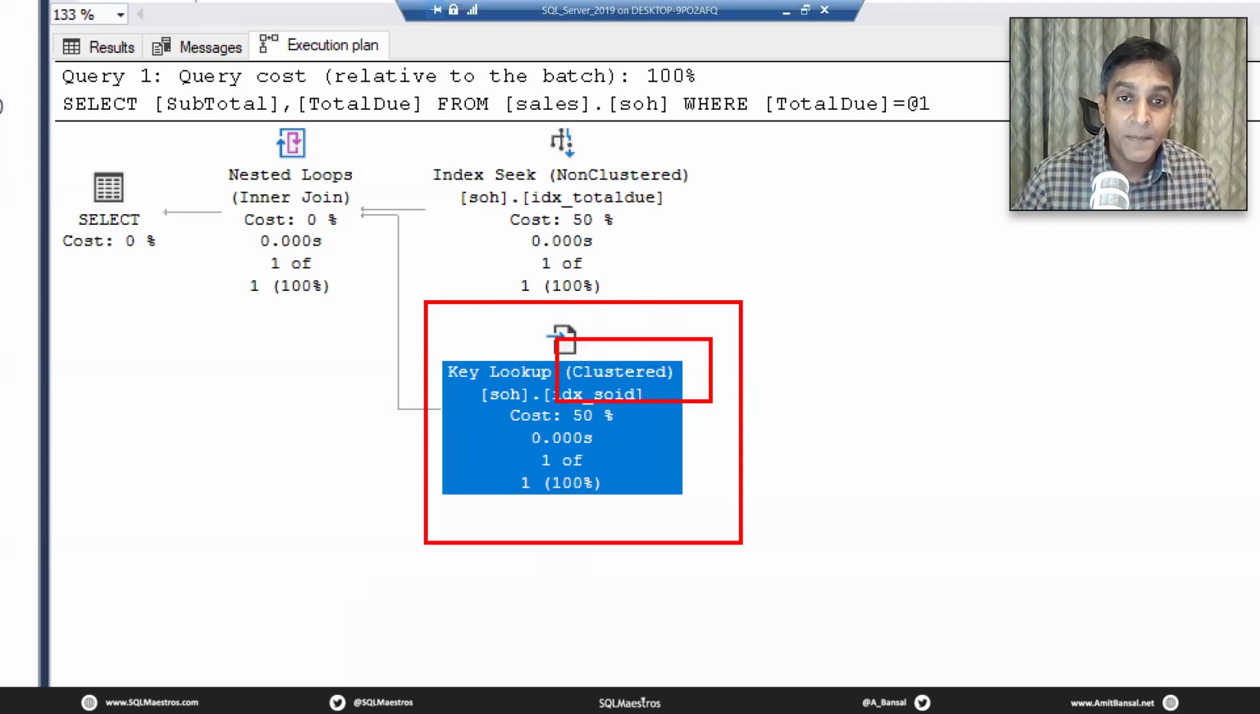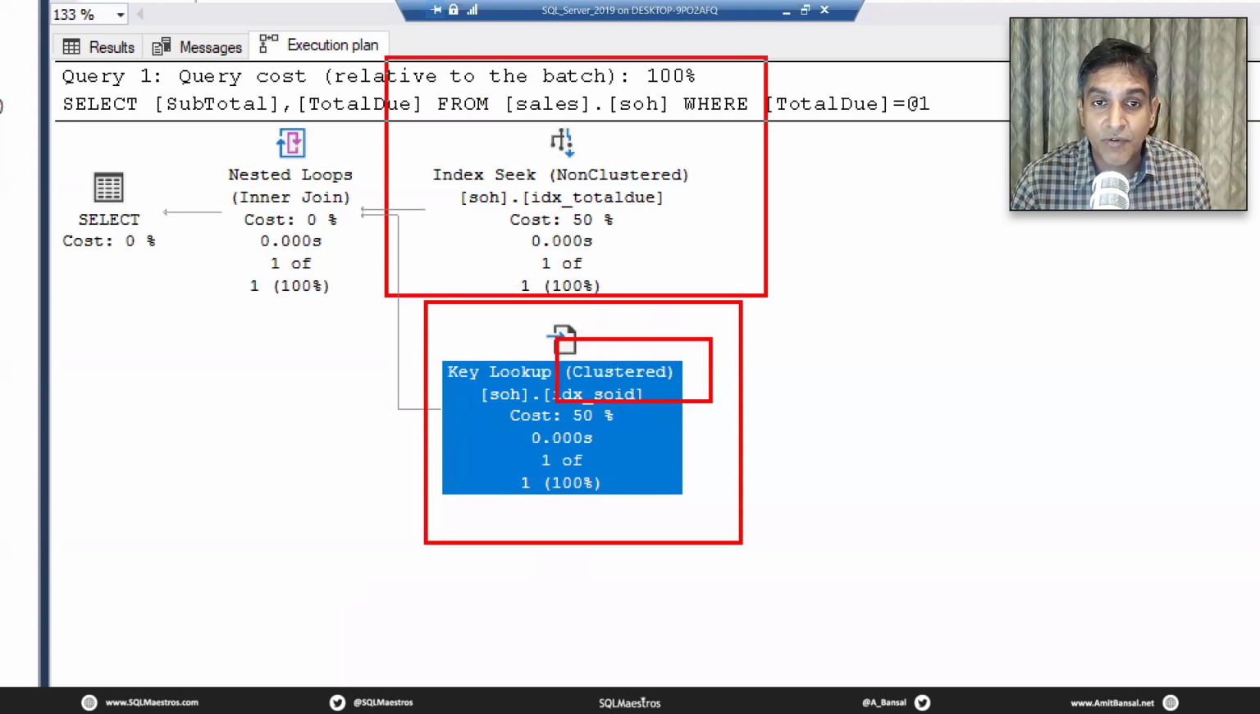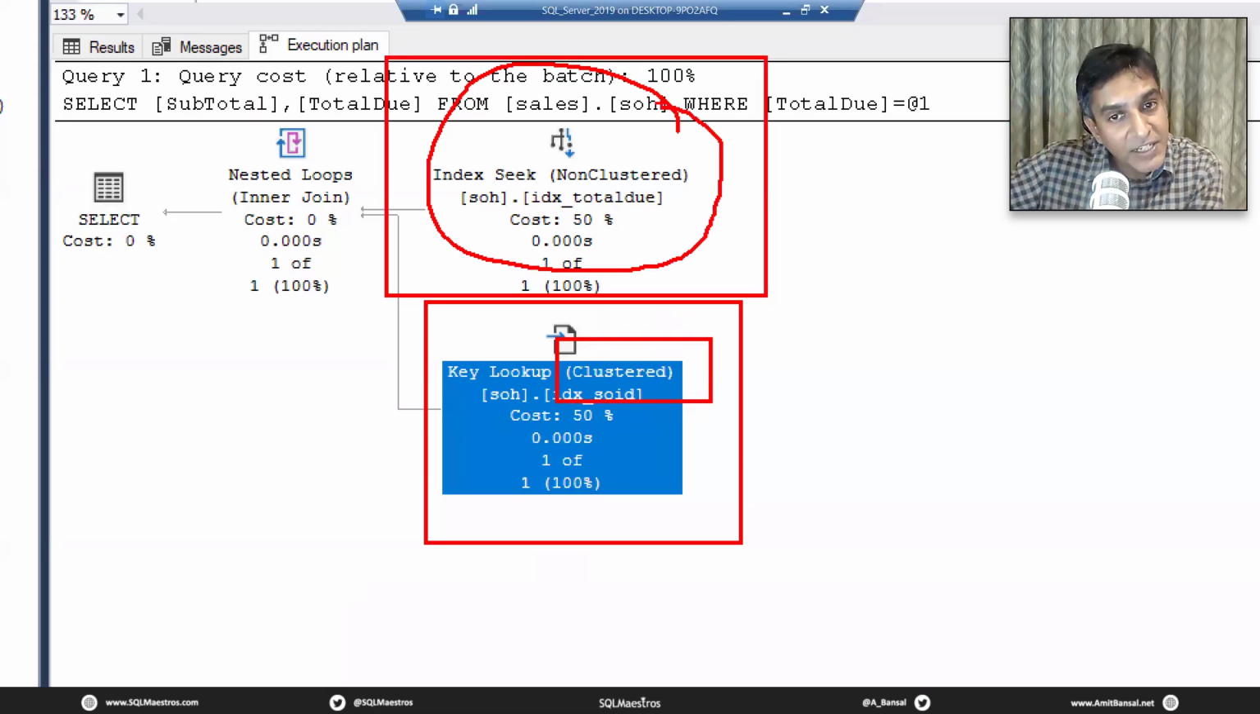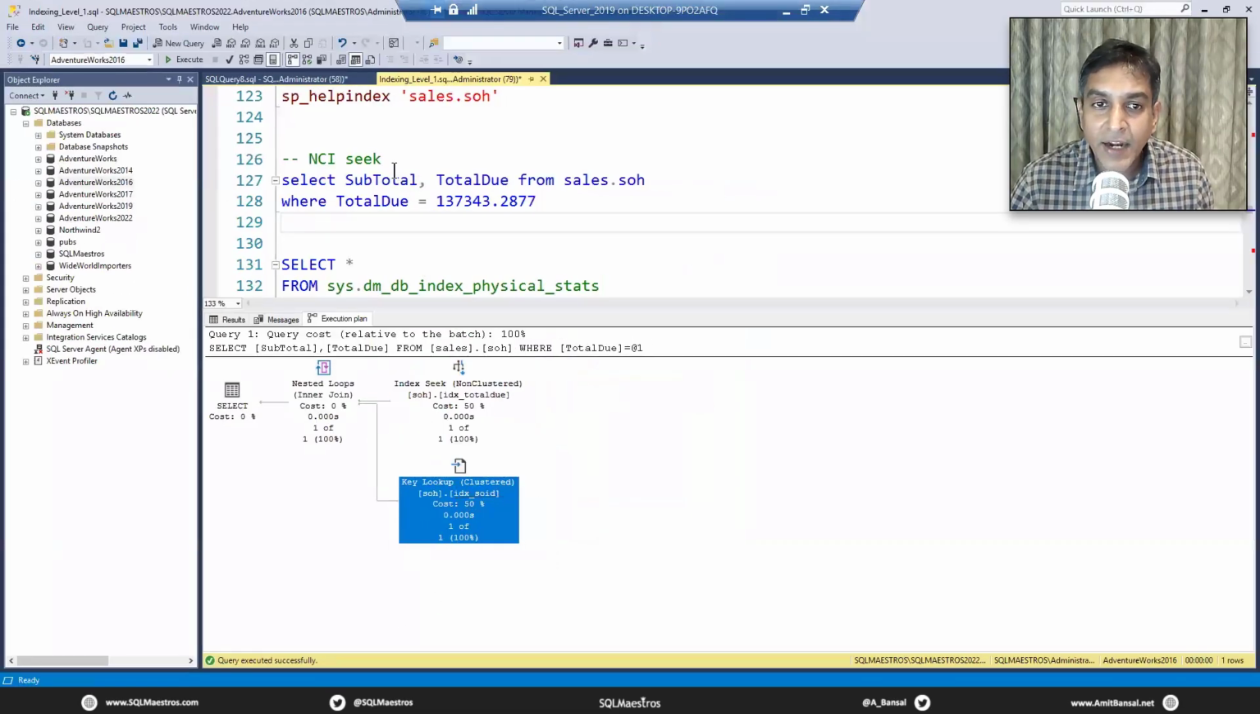It is the table. This is a separate storage structure. The non-clustered index is a separate storage structure. From this structure, the total due, right? The total due value has been pulled out, and then that value is being taken and is being looked up in the clustered index. Why? Because you wanted another attribute. Where is that attribute? That is subtotal.